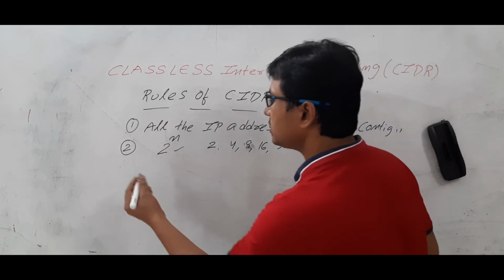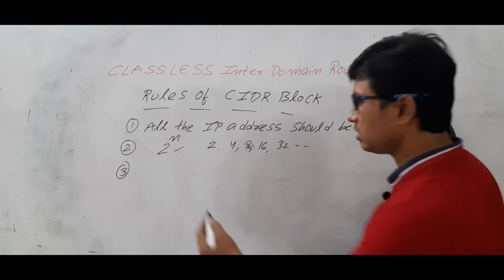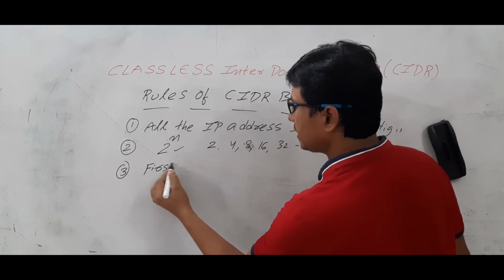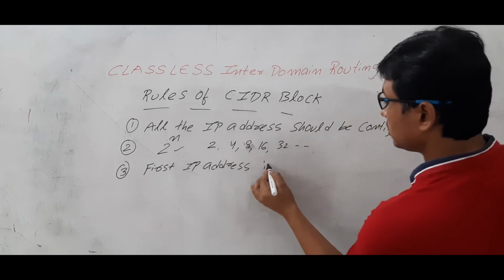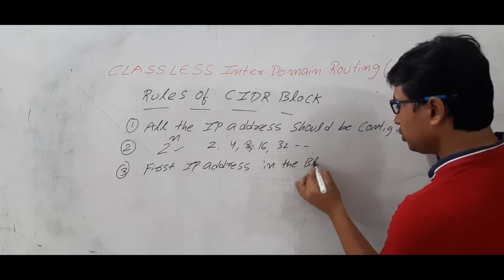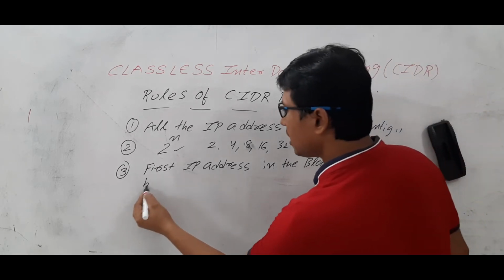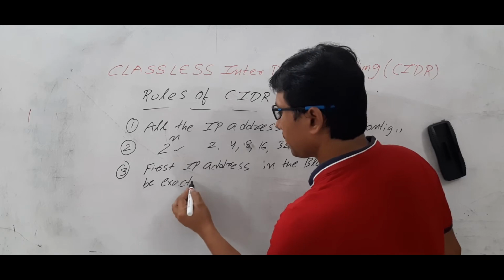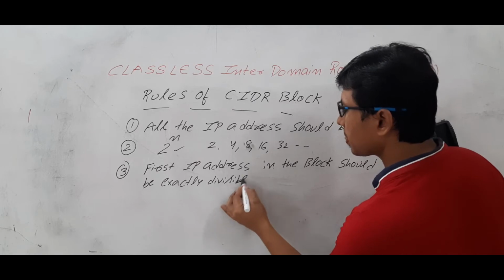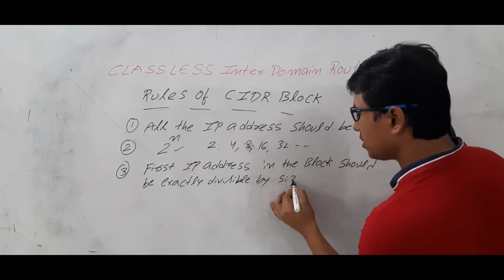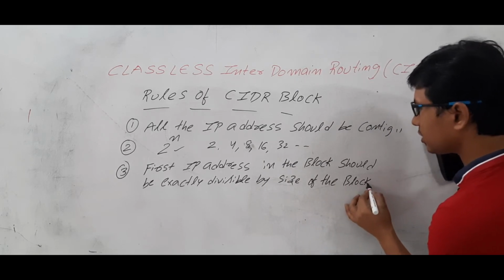Okay, and the next one is that the first IP address in the block should be exactly divisible by the size of the block. These are the 3 rules you should remember.